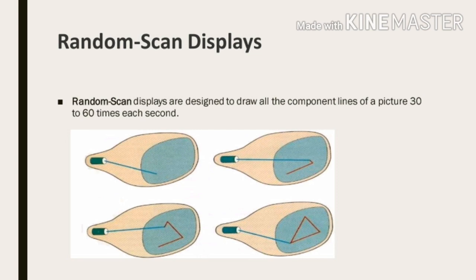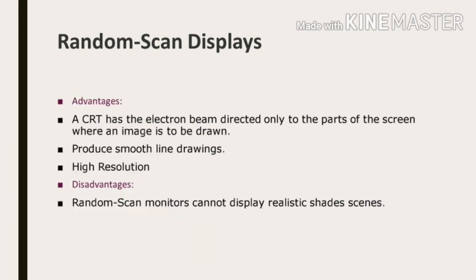Random scan displays are designed to draw all the component lines of a picture 30 to 60 times each second. In this way, we are having a set of commands and those commands will be executed so that the picture will be drawn once and then it will go on repeating execution of those commands, and it will be done 30 to 60 times for each second.